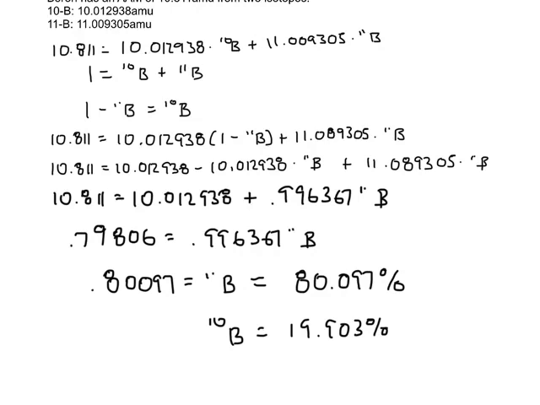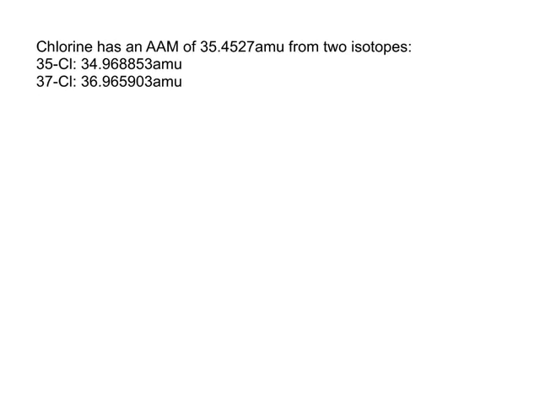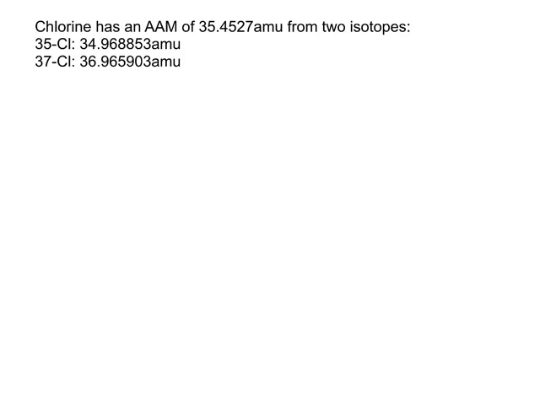Let's do one more example since the algebra on this is kind of long and tedious. So now we're going to do another example where I've provided you with the average atomic mass and the mass of two isotopes. So I want to set this up just like before with the average atomic mass equaling the mass of each isotope times its percent.